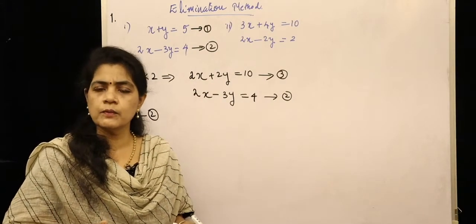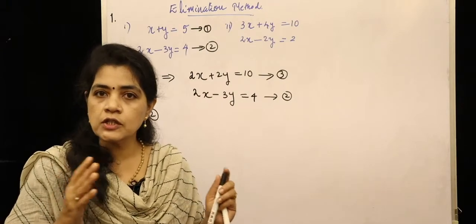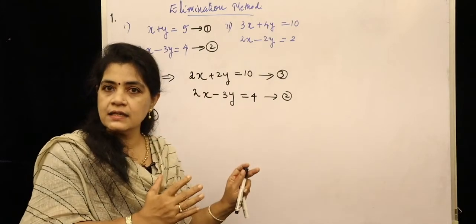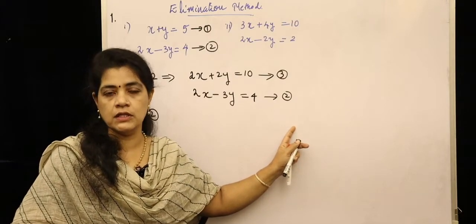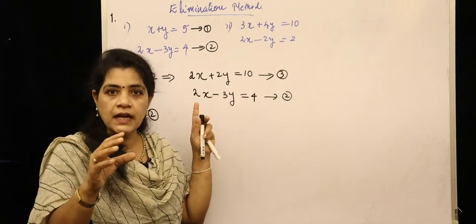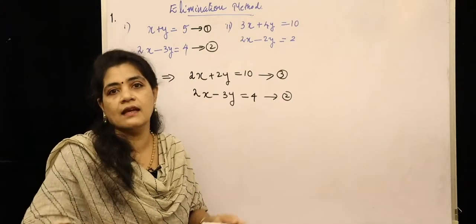How is the subtraction process going on? How can we subtract two equations? Subtract the LHS part and the RHS part separately. That is the usual procedure. So in order to subtract, we have to change the sign.